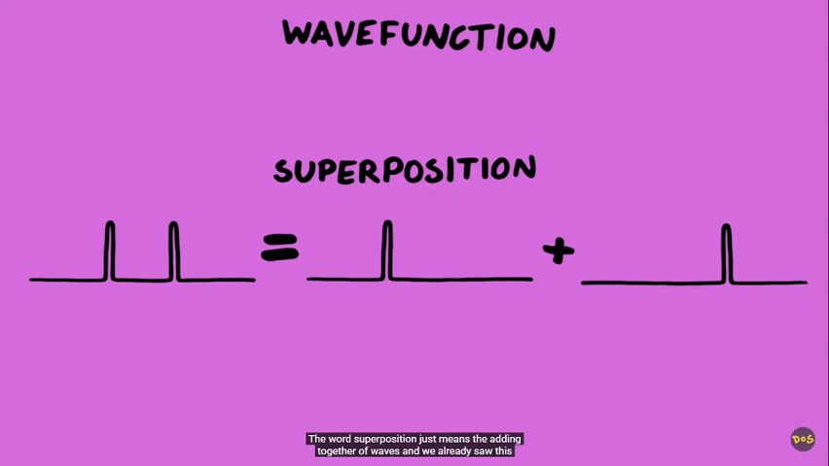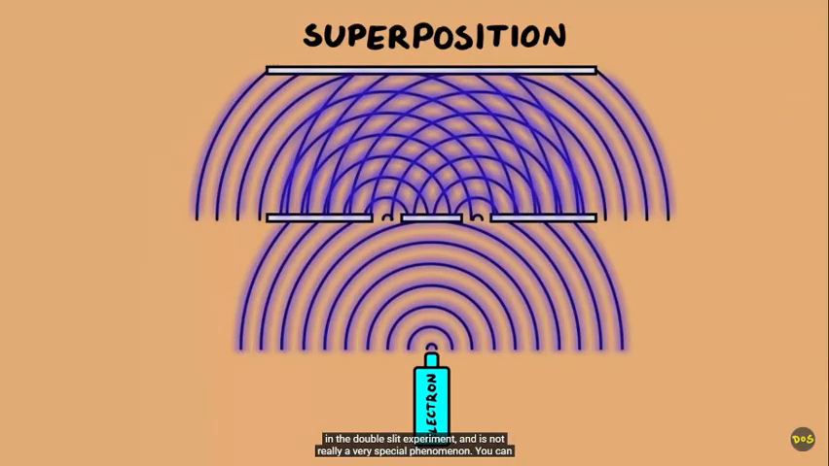The word superposition just means the adding together of waves, and we already saw this in the double slit experiment. And it's not really a very special phenomenon. You can even see superposition by dropping two pebbles into a pond where the ripples overlap.